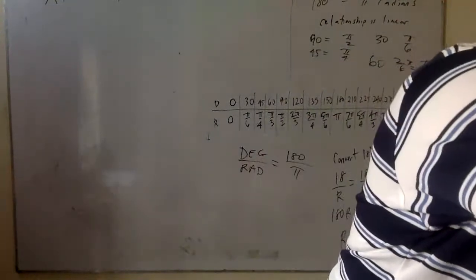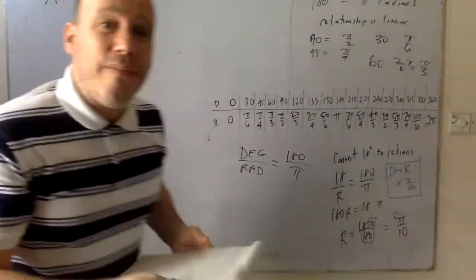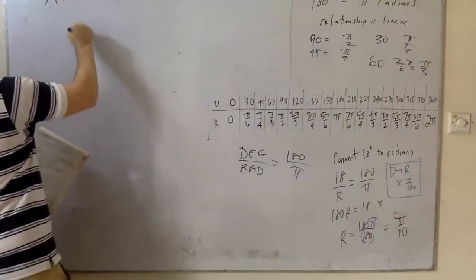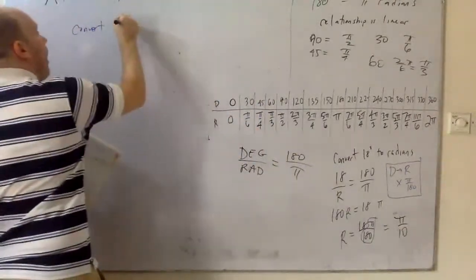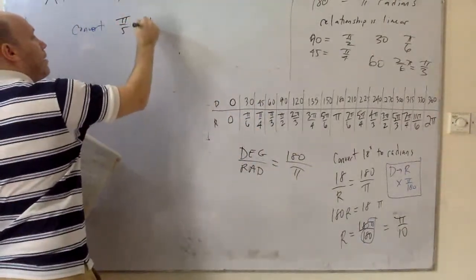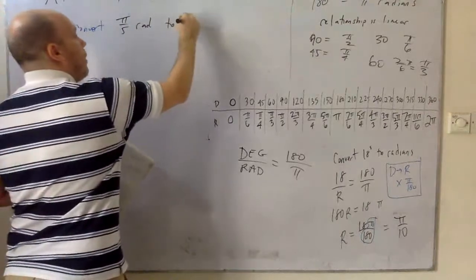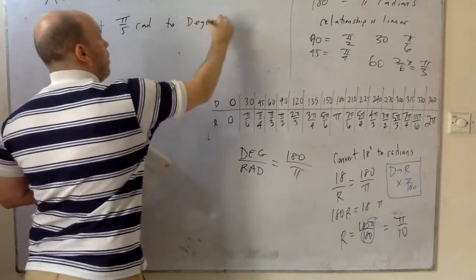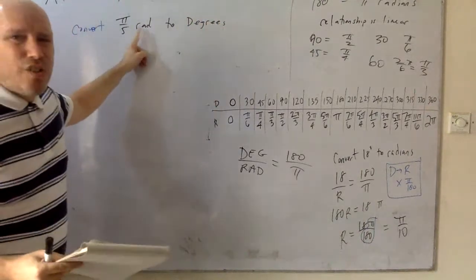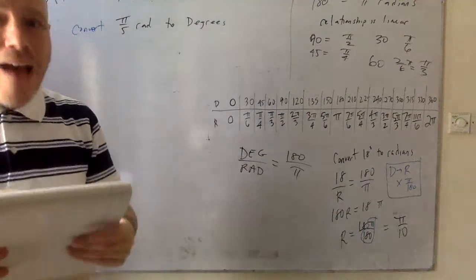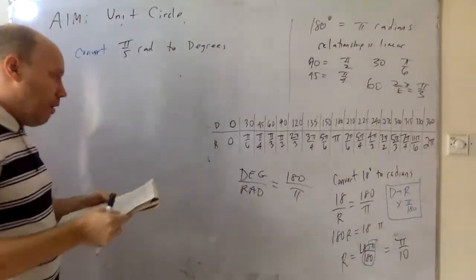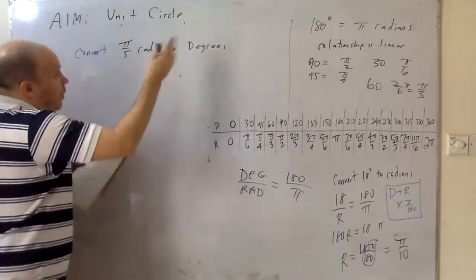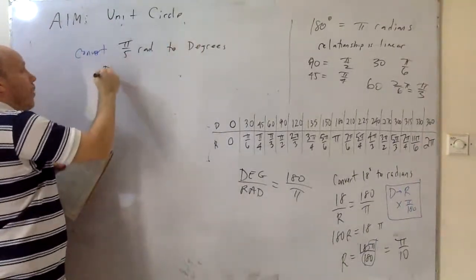Absolutely. Let's see. How about pi over 5? Convert, sorry, I don't want to use blue. Convert pi over 5 radians to degrees. Do we write radians next to pi over 5? That's a thing we have to talk about. We kind of have to talk about it. To degrees, fine.